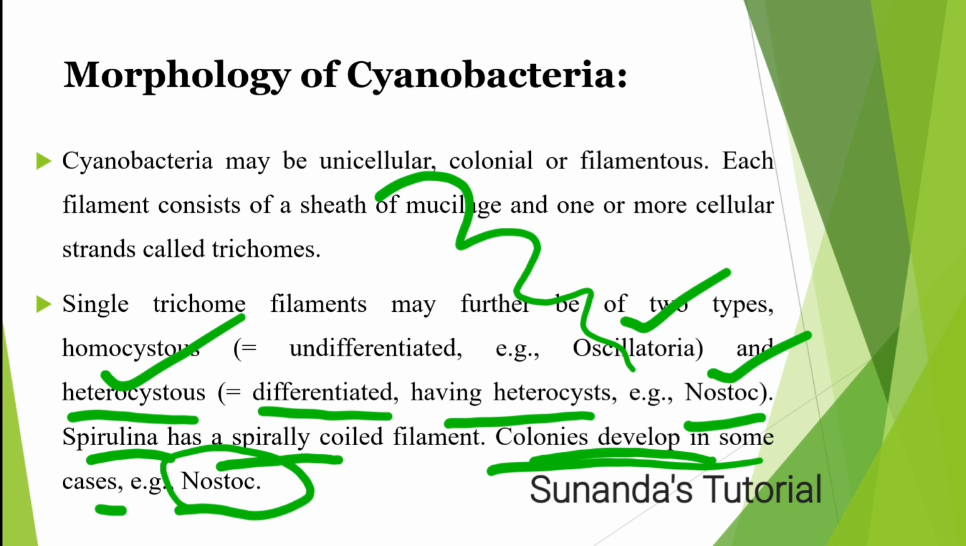So these are some morphology and external features: how they live, in which habitat they live, how they appear, and their body is called a trichome. There are some trichomes which are homocystous, where the cells in the trichome are undifferentiated. Some have heterocysts, and their trichomes are called heterocystous because their body is differentiated into normal cells and some specialized cells called heterocysts.